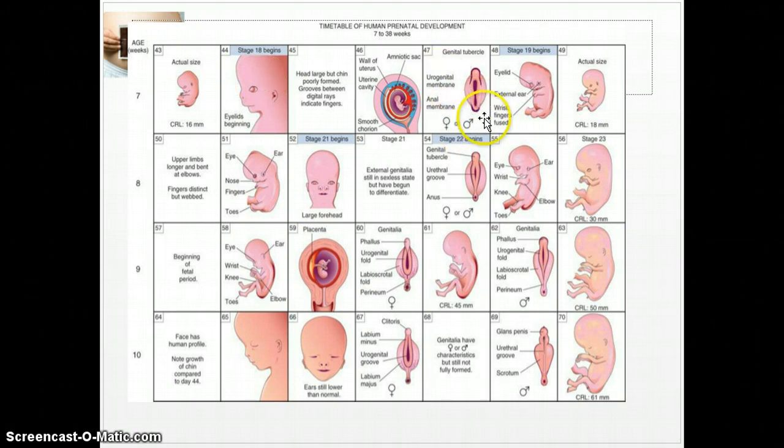Still not sure if it's a boy or a girl at this point. We really won't know if it's a boy or girl for another 2 weeks. And again, if you look at the 9th week, what makes a girl and what makes a boy is so very similar. It's very hard to determine which is which.